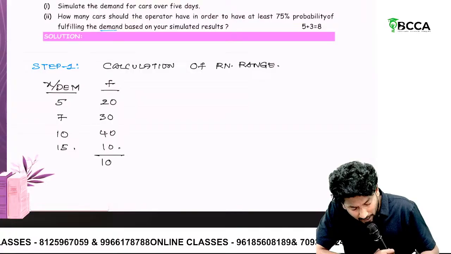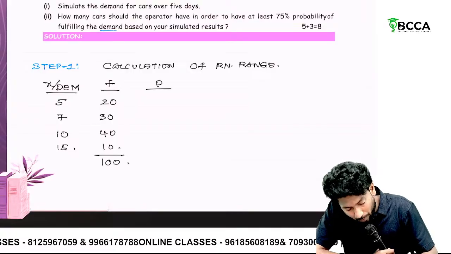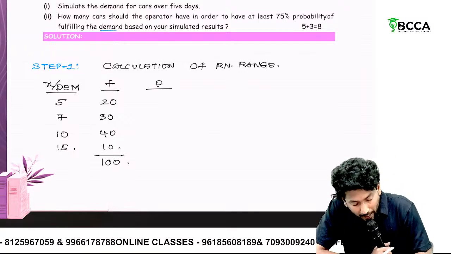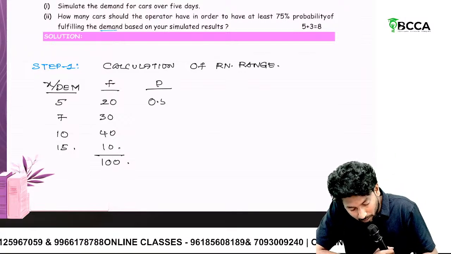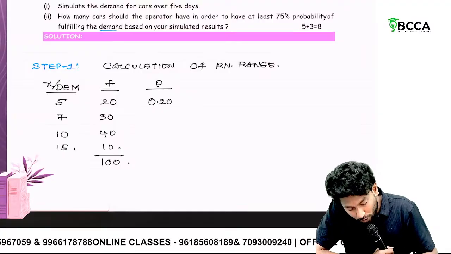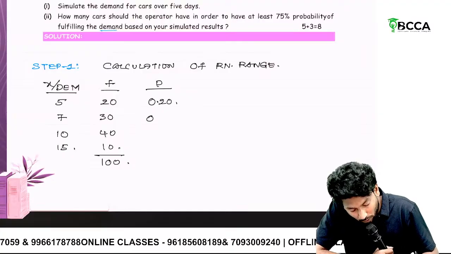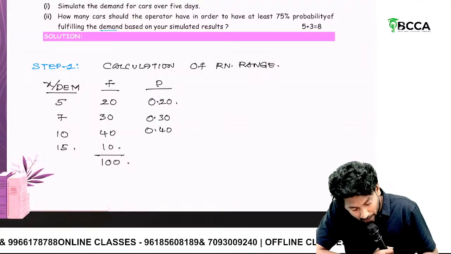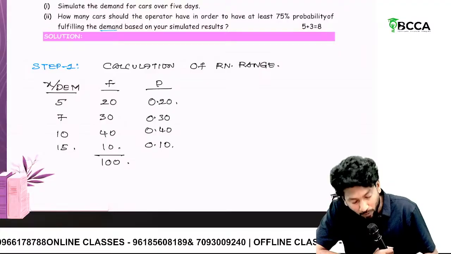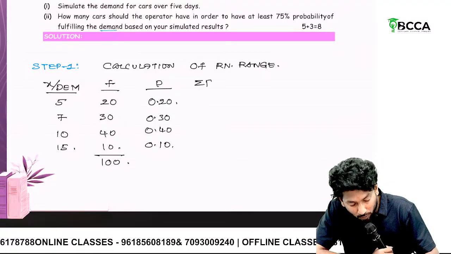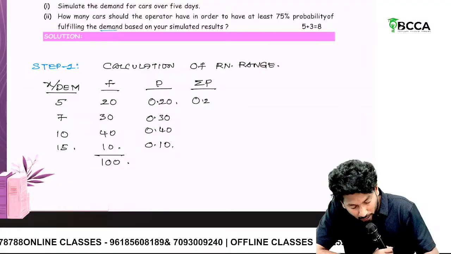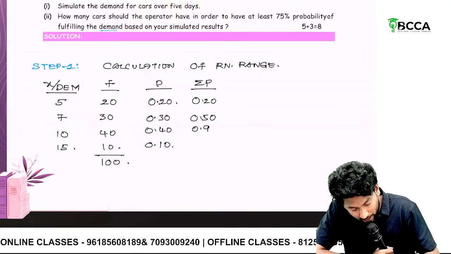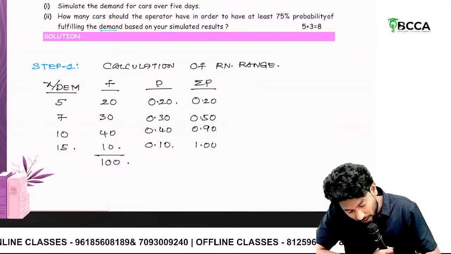Total frequency is 100. Now, probability. Frequency divided by total frequency. 20 by 100, how much, sir? 0.20. 30 by 100, 0.30. 40 by 100, 0.40. 10 by 100, 0.10. Now write cumulative probability, sir. 0.20 plus 0.30, 0.50, plus 0.40, 0.90, plus 0.10, 1.00.